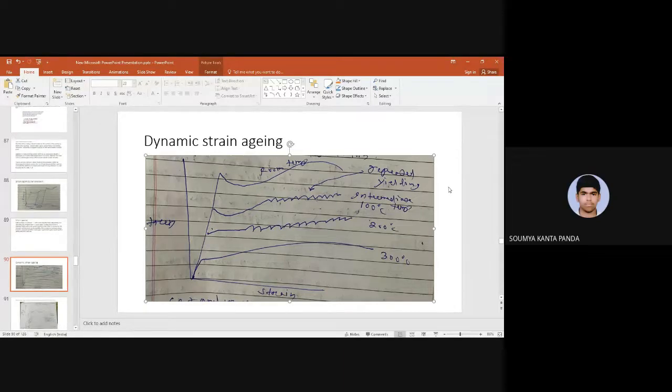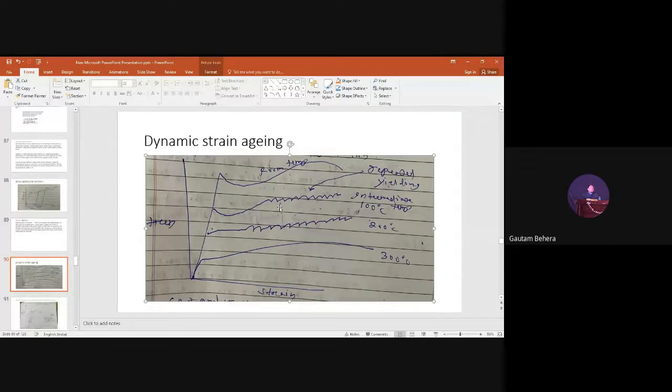Intermediate temperature. Yes, intermediate temperature, 100, 200 degrees centigrade. This is a stress versus strain plot for room temperature. Nothing is happening, basically. You can see at a high temperature, like above 300, nothing is happening. But at a temperature of 100 to 200 degrees centigrade, in some alloys, we are able to see this kind of phenomenon: dynamic strain aging. Strain aging, but it is dynamic.